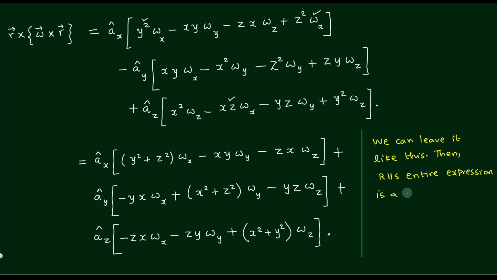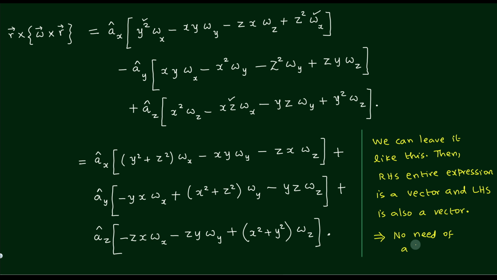Okay, then the right hand side is a vector quantity, and the left hand side is also a vector quantity. So I want to emphasize this, isn't it? Left hand side, what is there? You please read now. R cross omega cross r. It's a vector.